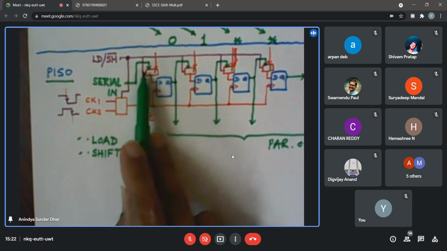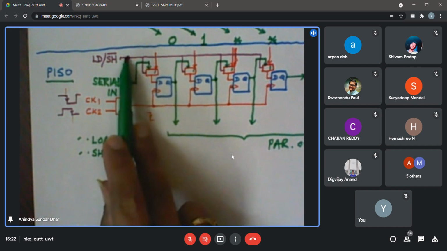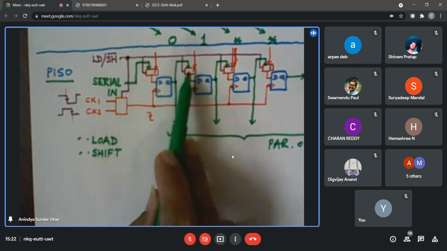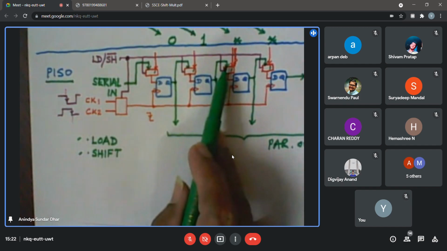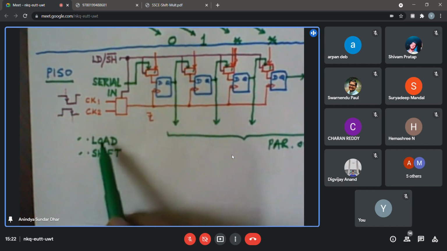Now, how do I choose them? Because of the multiplexing arrangement, I am having two sources. So we are having a control line that goes to the select line of the multiplexer. Just now we were talking about a multiplexer that, based on the select line, can choose either one of them. So it will choose either the load mode or the shift mode, right? So it is about the source.